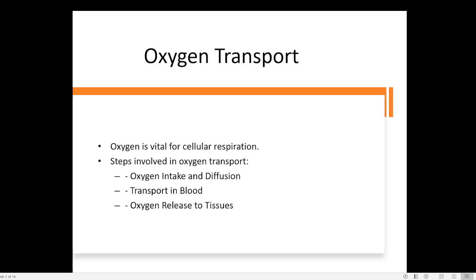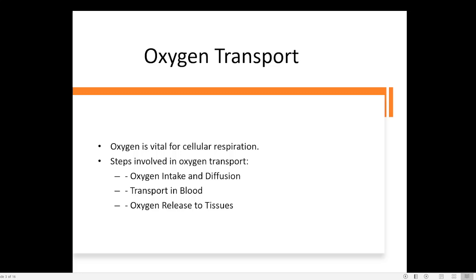Now see here, in oxygen transport, we mainly see three important steps. One is oxygen intake, and the second one is diffusion. That is, we are taking oxygen into our body, and the second process is known as the diffusion of that gas from our lungs into your blood. So this is what is happening.